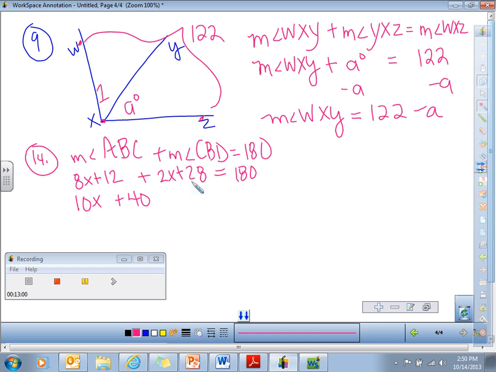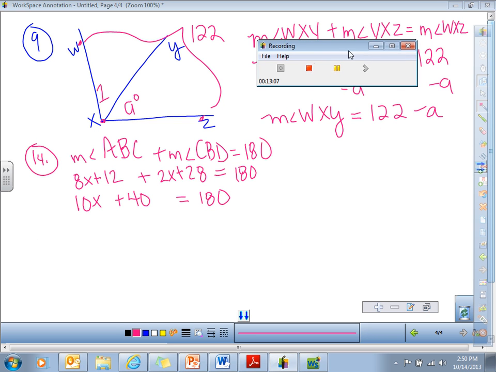40. 12 plus 28 gives us 30, 10 more will be 40. Equal to 180. Then we subtract 40 on both sides. So 10x is left with 140 divided by 10. X is 14.